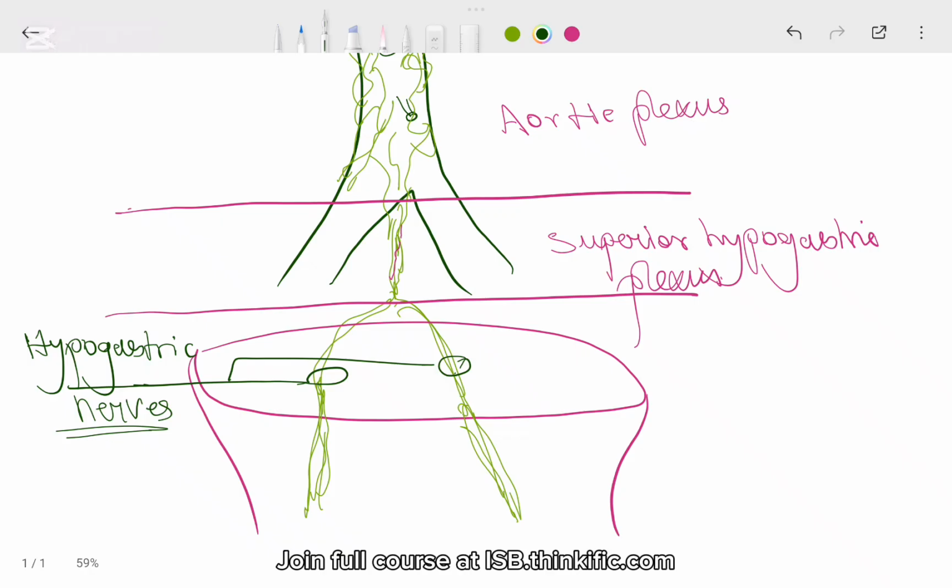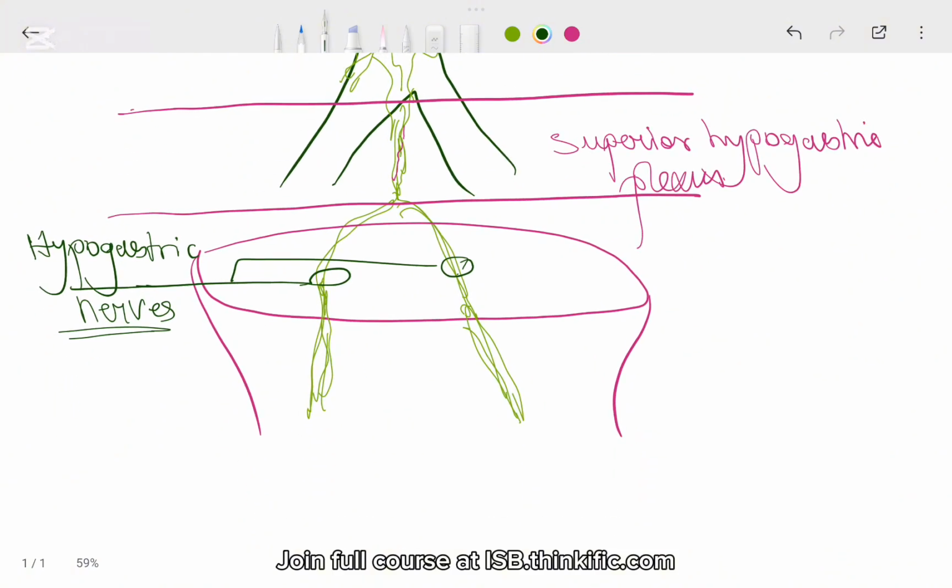Now, I will be drawing the sacrum, the sacral foramina over here. There are 4 sacral foramina, 4 pairs. From S2, S3 and S4 spinal nerve fibers, there are parasympathetic fibers which will come out, and these parasympathetic fibers are called pelvic splanchnic nerves.